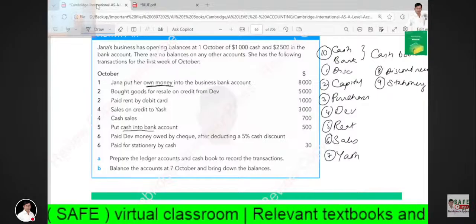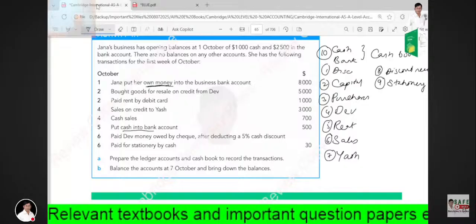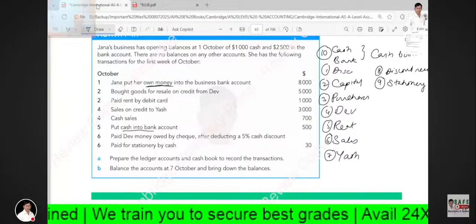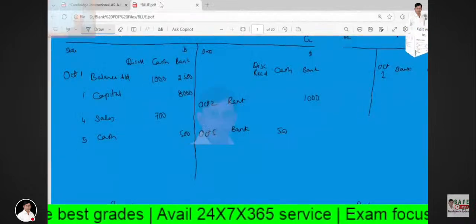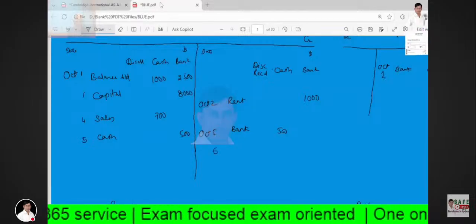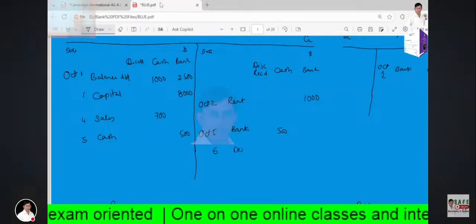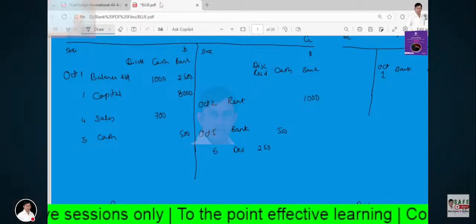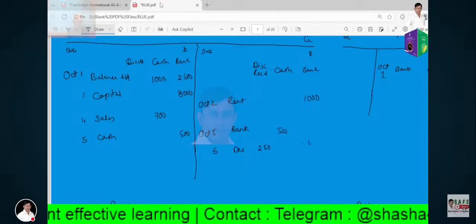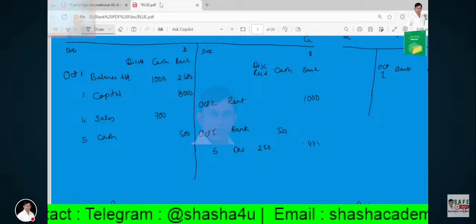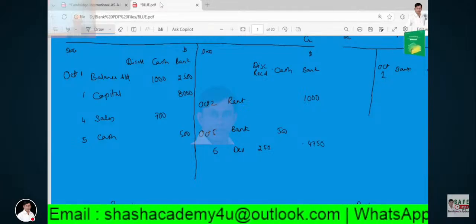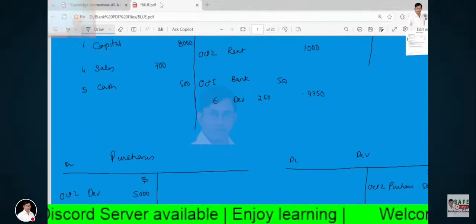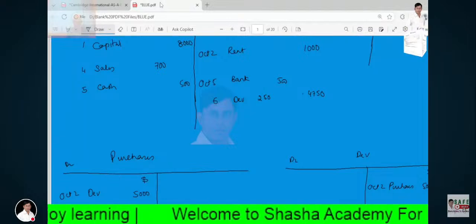So we have paid 4,750. Discount is 250. We have received a discount of 250 on 6th. On 6th, we have paid there 250. Discount received is 250, and money is going out from bank 4,750. So to whom have we paid? We have paid to them. So today when we have paid on October 6th.